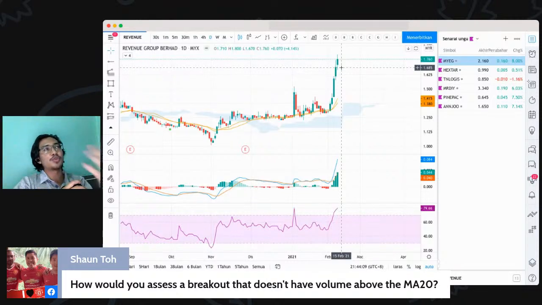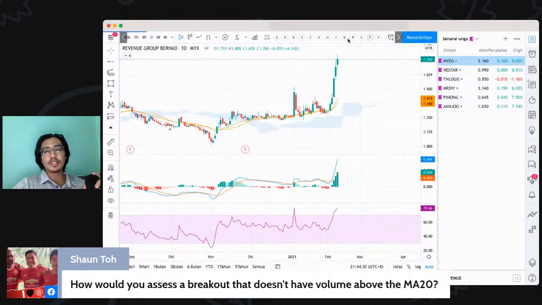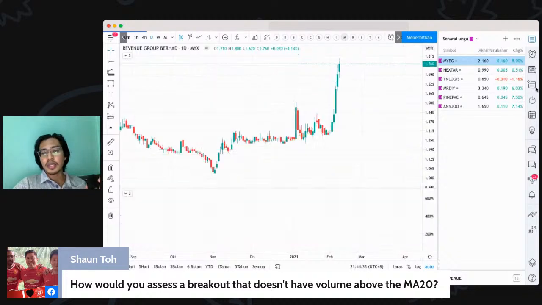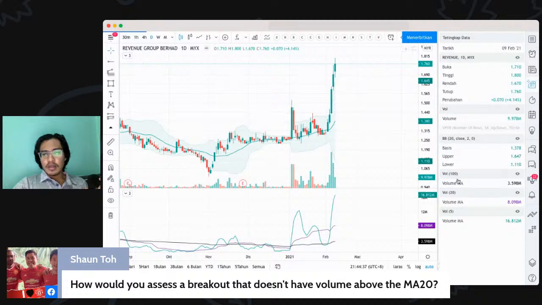You refer to moving average 20, which means the volume for that one month, because in one month we have 20 trading days. For example, just use Revenue and look at here. You look at the volume 20, and it is 8 million. So you need to make sure that the volume is higher than the previous moving average 20, which is 8 million. So you're saying that the volume supports the breakout. That's another breakout strategy that you can use.